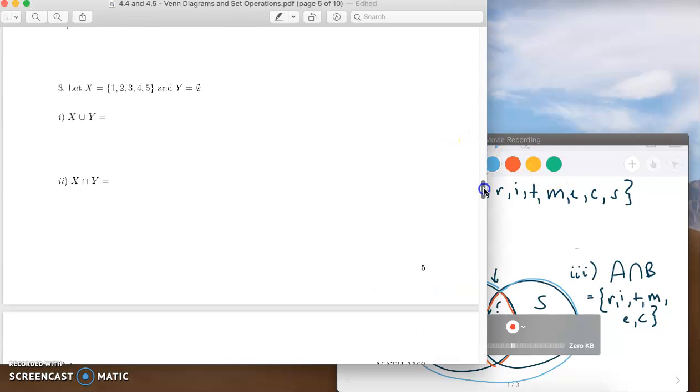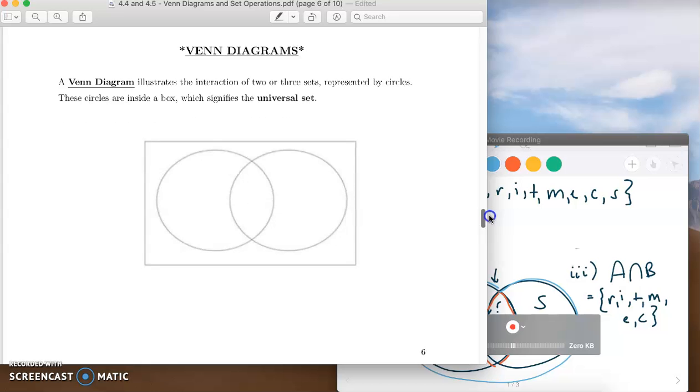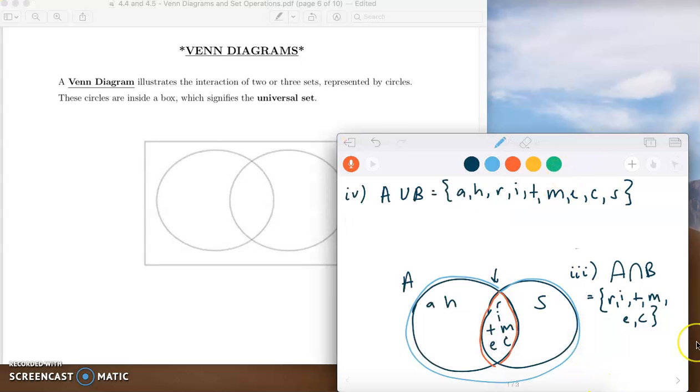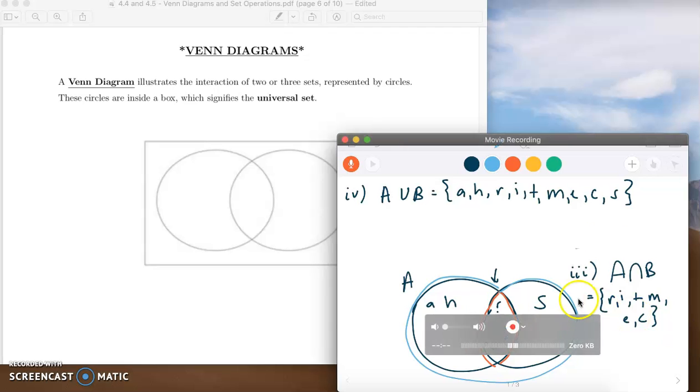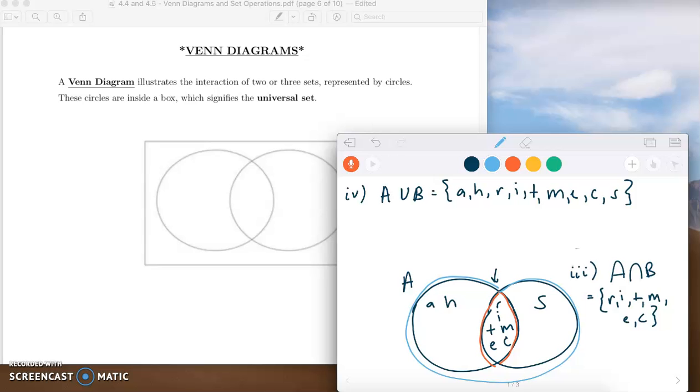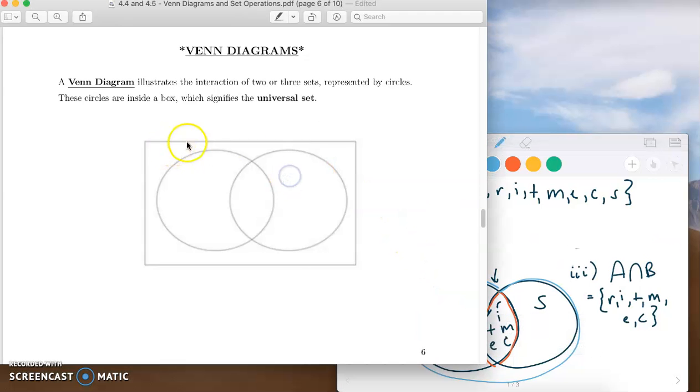Let's look at another one down here. So let's go down to Venn diagrams, which is what I just drew, but again, we weren't really talking about that yet, but I think it's such a great way to visualize it. So we're going to reiterate what we just talked about. A Venn diagram illustrates the intersection of 2 or 3 sets represented by circles. These circles are inside a box, which signifies the universal set. So you see here, this box would be considered our universal set, and these would be our different sets. So you can do 2 to 3 different sets and show the intersection, and not necessarily the union, but you can visualize the union by seeing what's in all the circles.